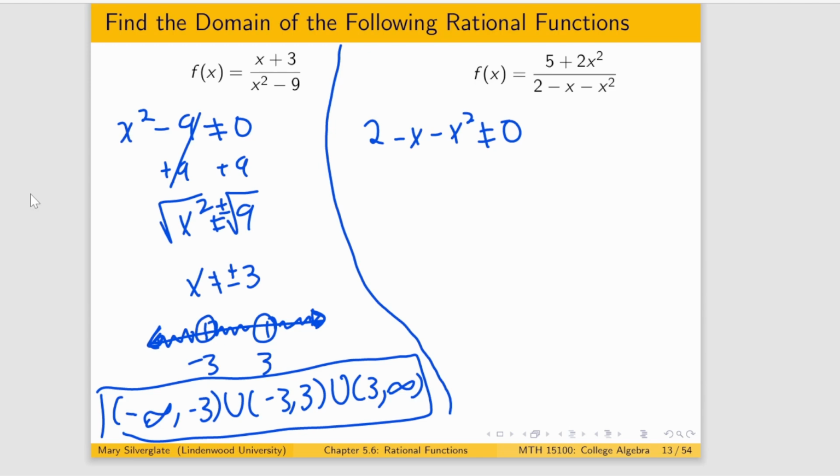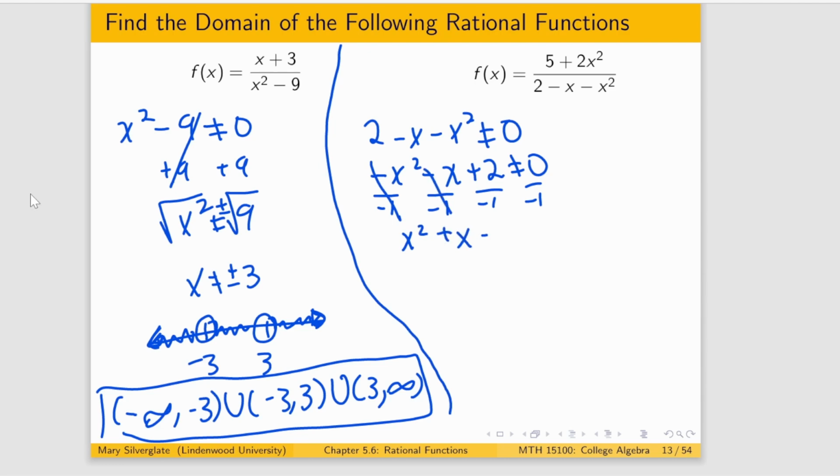For this particular case, I'm going to rearrange this so that it looks like how I'm used to. So that'd be negative x squared minus x plus 2. I just flipped around the negative x squared first, the minus x second, and then the positive 2 last. And I don't love having to deal with a negative out front, so I'm just going to go ahead and divide every single term by negative 1. Because negative 1 divided by negative 1 is just 1.